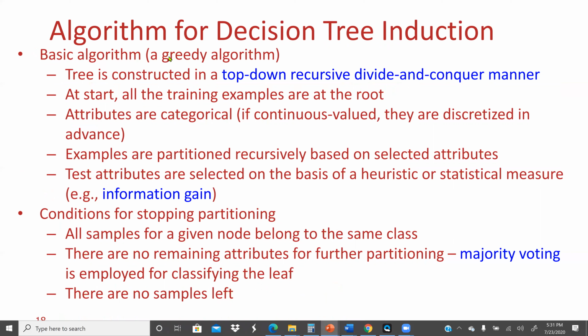Here we have the algorithm for basic tree induction. A basic algorithm will be the greedy algorithm. The tree is constructed in a top-down recursive divide and conquer manner. So at start, all the training examples are at the root. Then the attributes are categorical. With continuous values, then they are discretized in advance. What we mean is that, for example, if we have an age attribute and the age is 10, 11, 20, 15, it's numerical. What we have to do, we can discretize it.